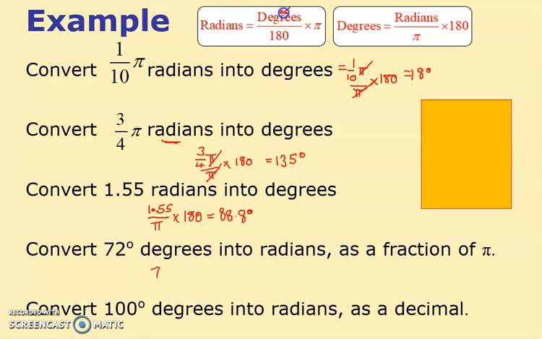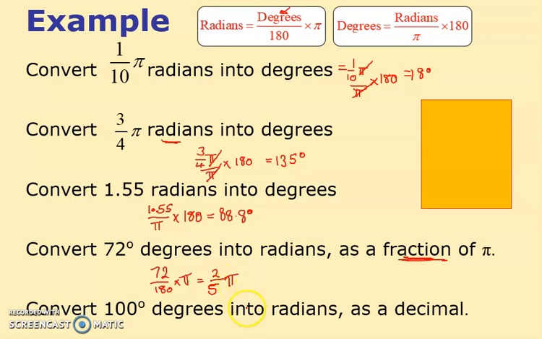Well, then I'm using this formula. So on this one I do 72 divided by the 180 times by the pi. Now it says as a fraction of pi. Now I know that's 2/5. 36 goes into both. So the answer is 2/5 of pi.